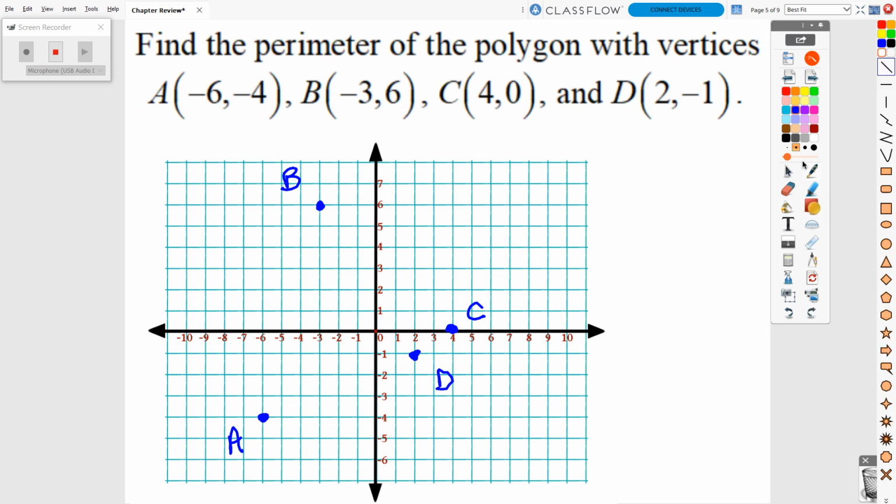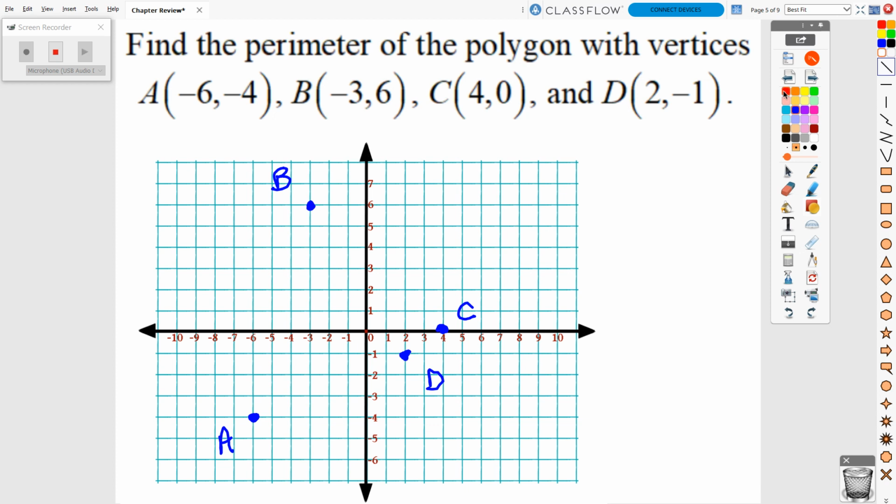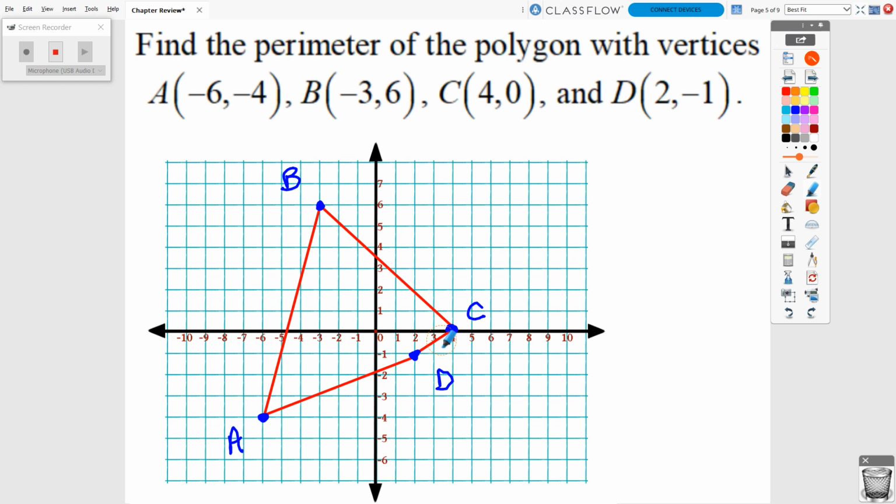And then let's connect our dots. So A to B, C to D, B to C, sorry, C to D, and then D to A. Now, initially, to me it kind of looked like maybe A, D, and C were collinear, but when I actually connect them together, I can tell that this does not appear to be quite the straight line that maybe I thought it was.